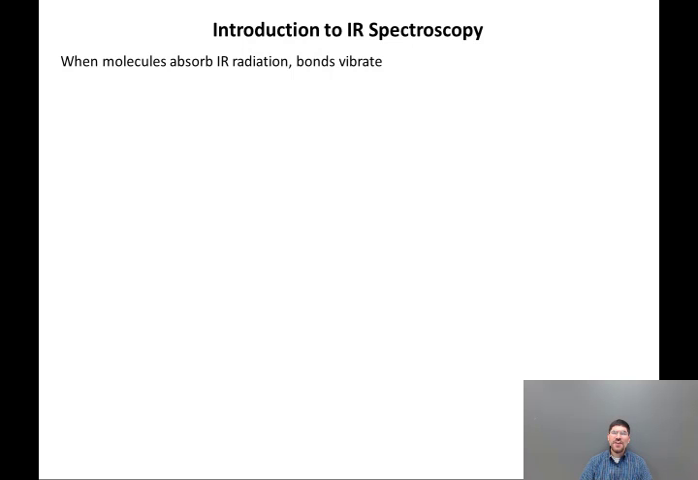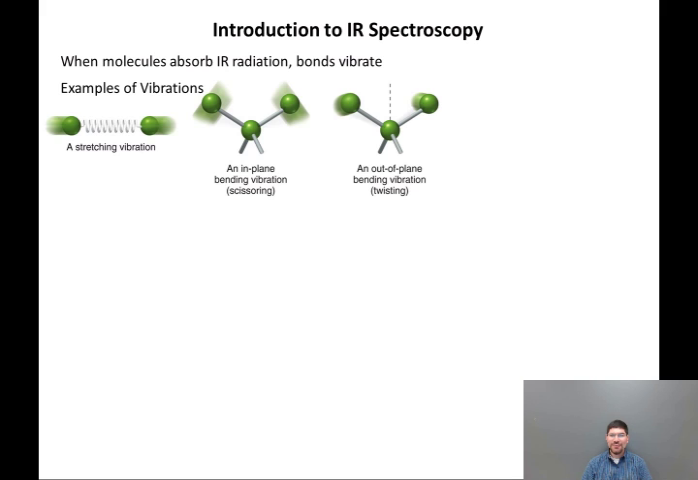In this lesson, we cover the basics of infrared or IR spectroscopy. So when molecules absorb infrared radiation, the bonds vibrate. So what are some examples of vibrations? You could have the bonds stretching. You can have the bonds bending in plane, which is called scissoring, up and down. Or you can have the molecule bend out of plane, in which you're having it twist back and forth.